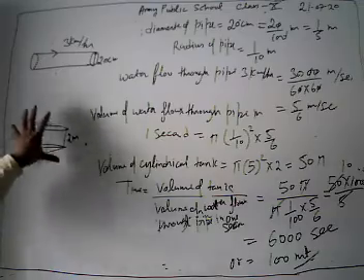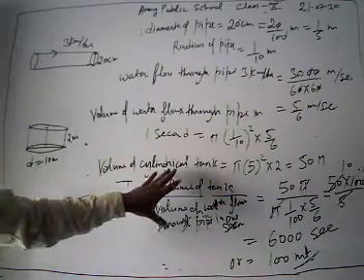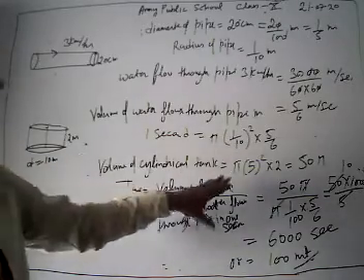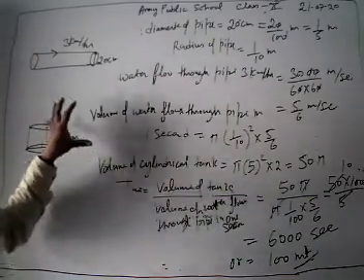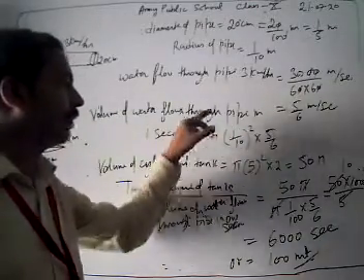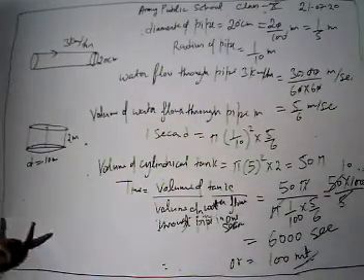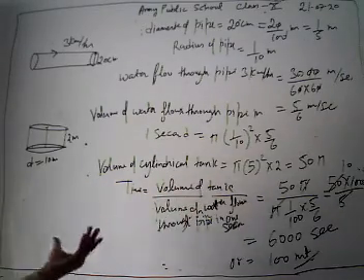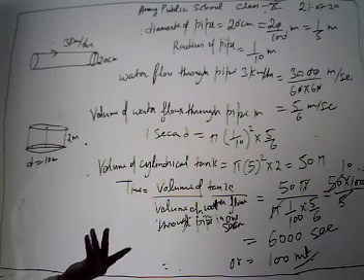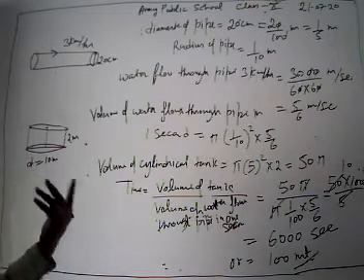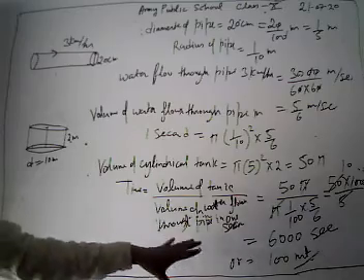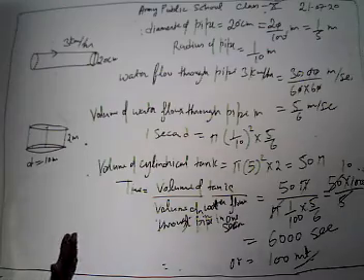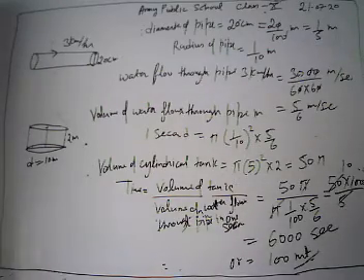Then we find the volume of the tank. The volume of this cylindrical tank is given by pi r square h, diameter is 10, height is 2, we get 50 pi. Now the time taken to fill this tank is given by the volume of the tank divided by the volume of water that flows through the pipe in 1 second. After solving we get 6000 seconds, or in minutes, it takes 100 minutes to fill the given tank.